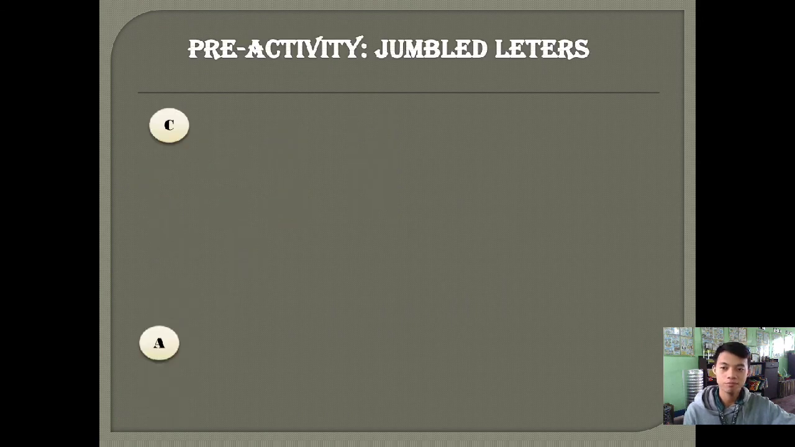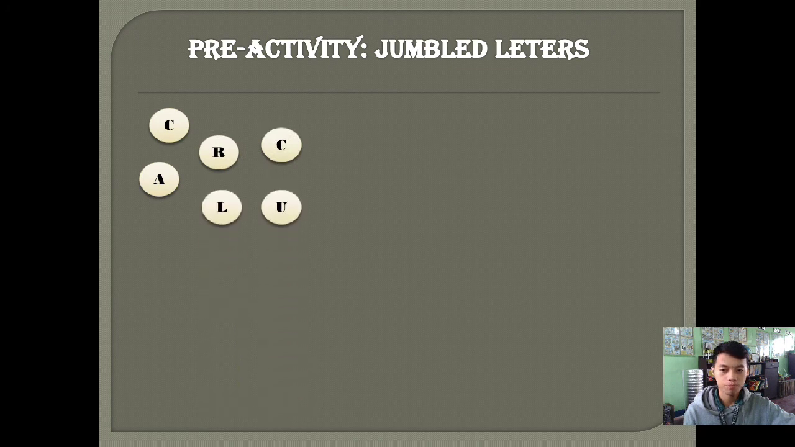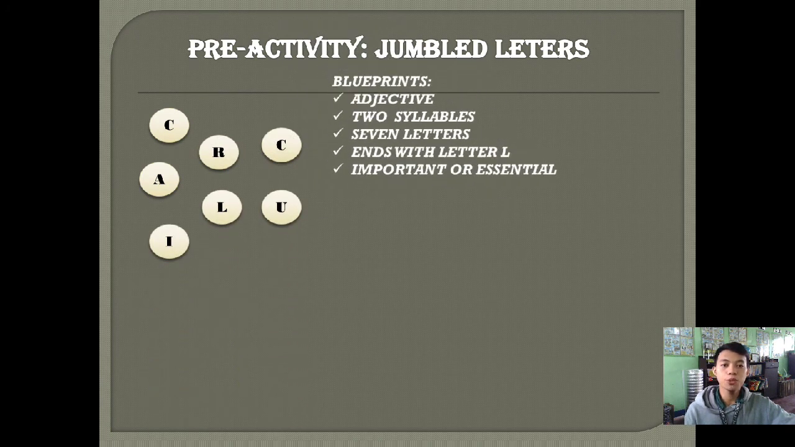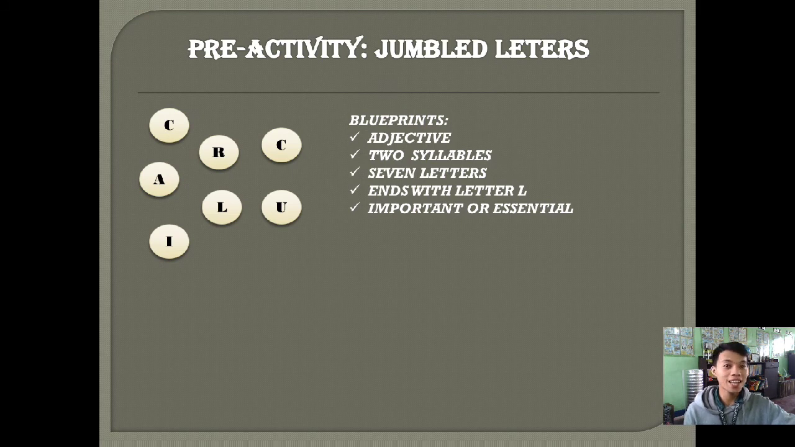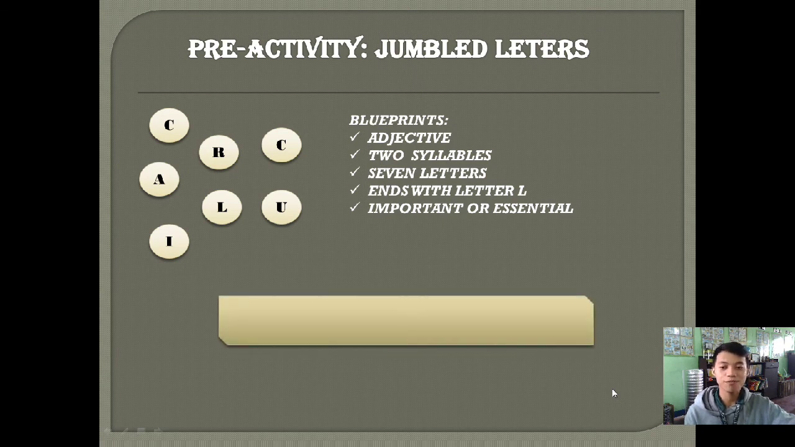Now let's have the next word. Get ready. Here are your clues. This word is an adjective, 2 syllables with 7 letters. This word ends with letter L, and it means important or essential. Your timer starts now. The correct answer is crucial.